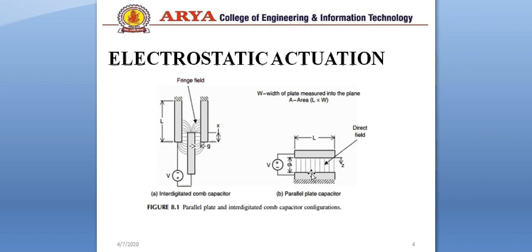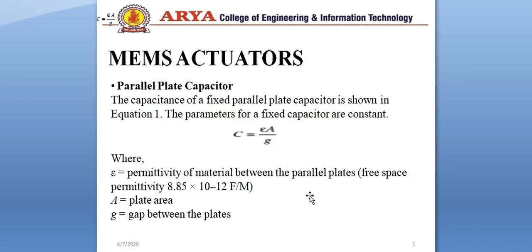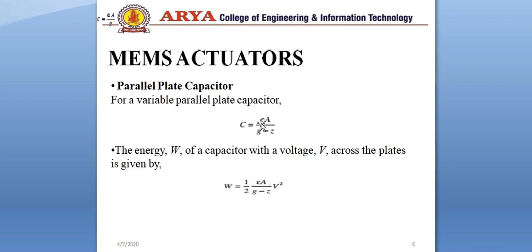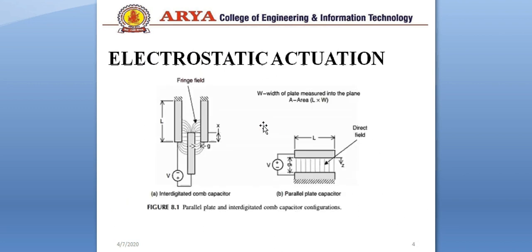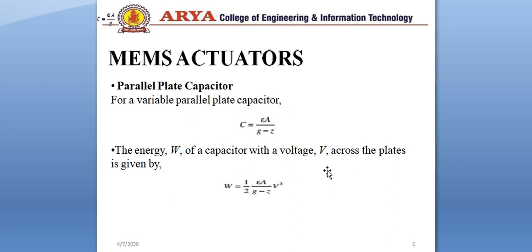When the gap between the two plates is movable, by Z, then the gap G will become G minus Z. As we have seen, the gap changes by Z to G minus Z. So for a variable parallel plate capacitor, C equals epsilon A over G minus Z. Okay, this is about the capacitance.